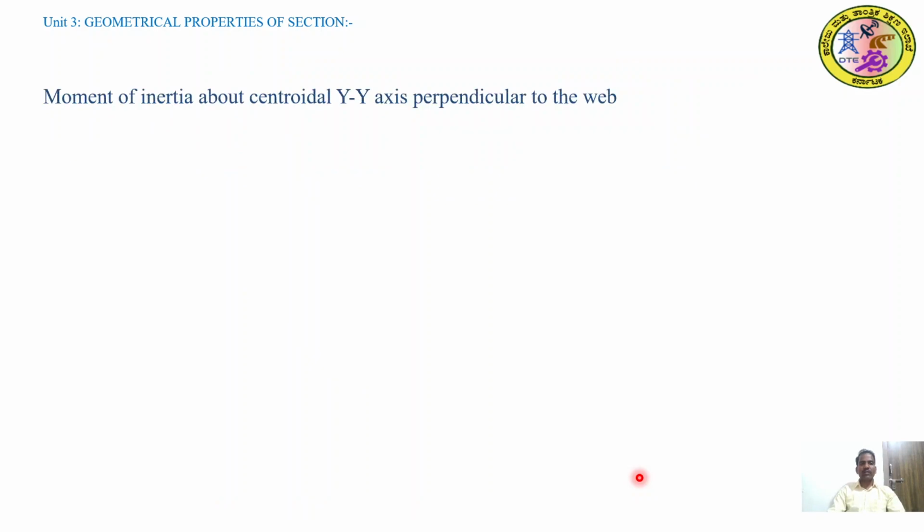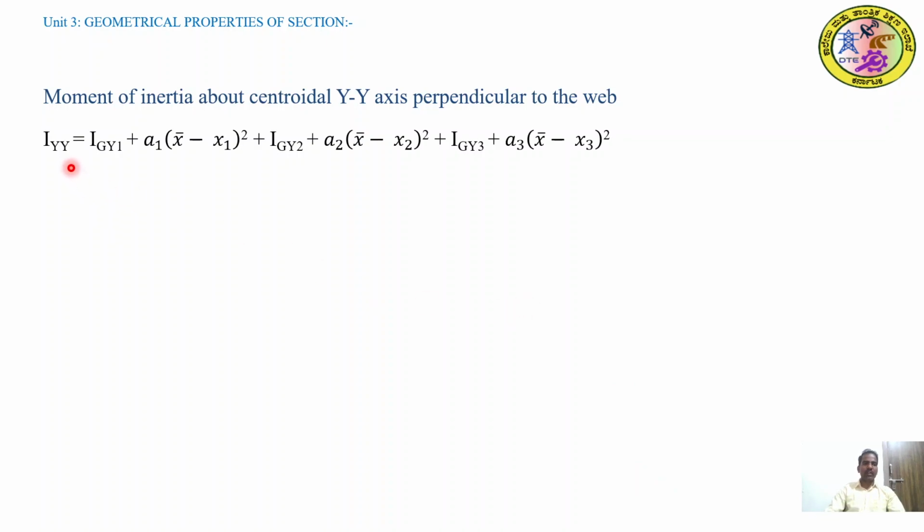Let's find out the moment of inertia about the centroidal y axis which is perpendicular to the web for the given channel section. So the formula for the given channel section, that is the moment of inertia with respect to the y axis, is nothing but the moment of inertia of the first section, that is the rectangular section, with respect to the y axis, plus area of the first rectangle and centroidal difference of the first rectangle with respect to the whole section squared.